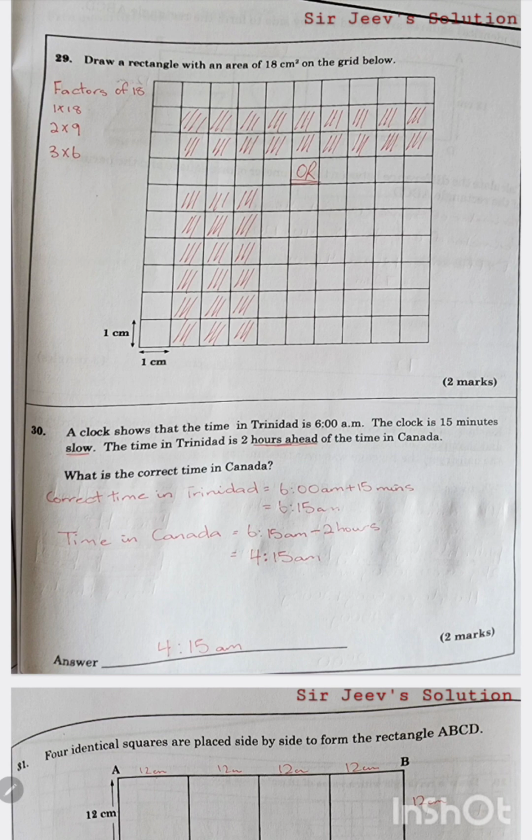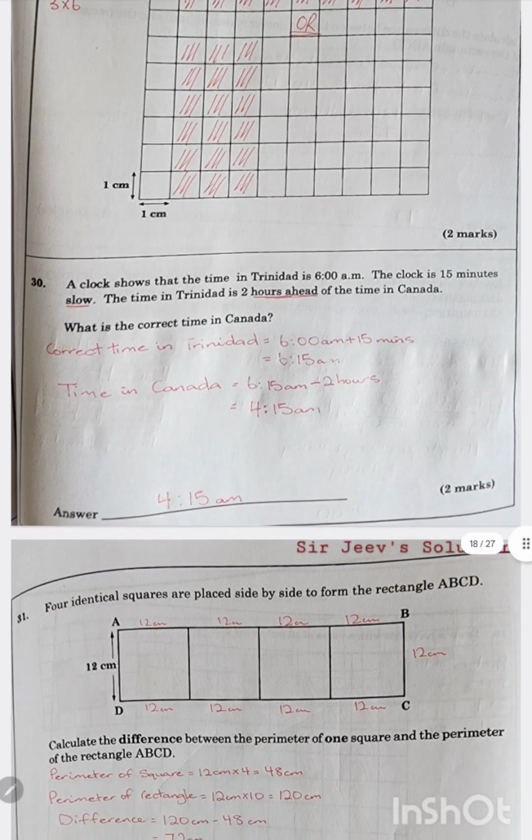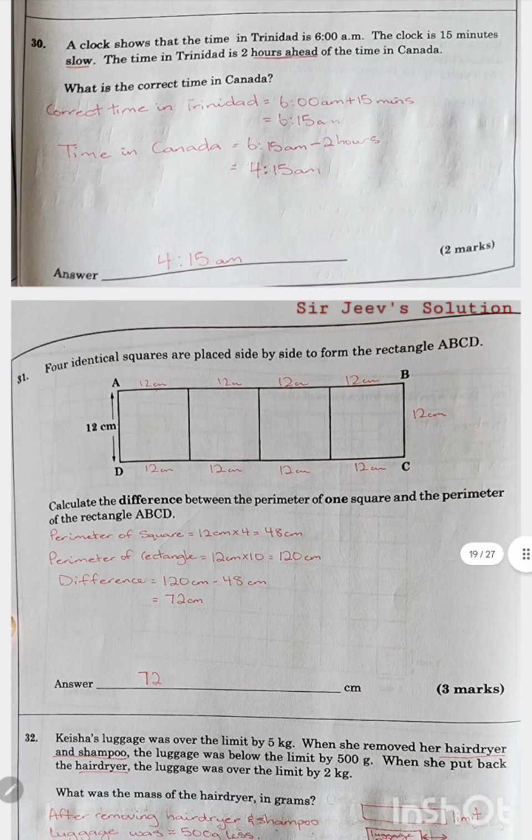of 6. Number 30, they said a clock shows that the time in Trinidad is 6 a.m. The clock is 15 minutes slow. The time in Trinidad is 2 hours ahead of the time in Canada. What is the correct time in Canada? First let's find the correct time in Trinidad. If the clock is 15 minutes slow, that means we need to add on the time here. So 6 a.m. plus 15 minutes will be 6:15 a.m. So the correct time in Trinidad is 6:15 a.m.